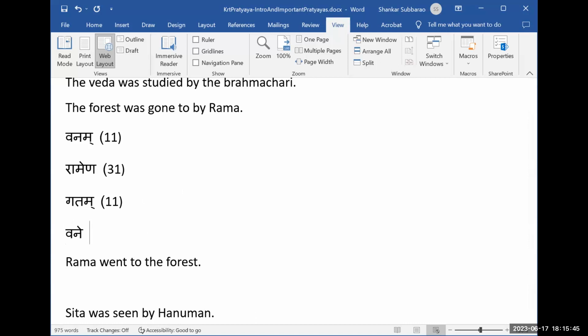Okay. Now, what is it now? It is the forest we're talking about, where Rama has gone to that forest. Therefore, Gate. So I will make it Ramena Gate Vane. Lion is what? Simha. Many are there. Simha Santi. Does it make sense?